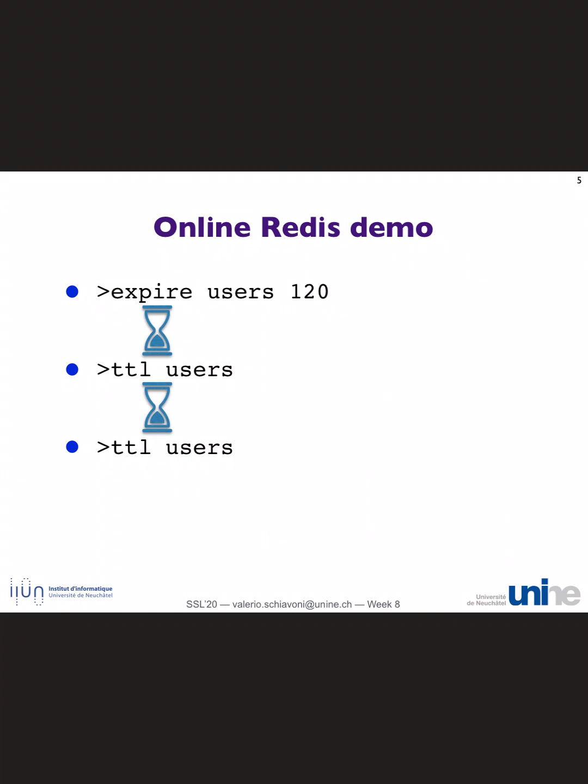One useful feature of Redis is that it allows you to set a time to live of keys, and it tells you after how long a given key should expire. In this case, we are setting a time to live of the key users to 120 seconds. In the previous example, we were setting a given value for this key. Then we say that we want this key to expire after 120 seconds.